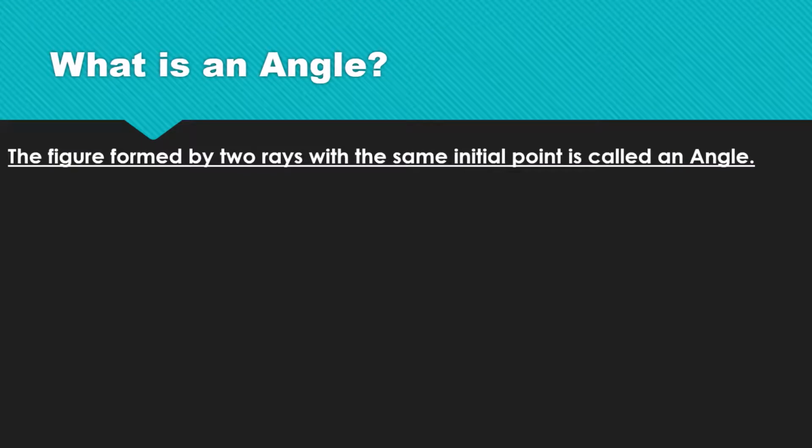Our first question is, what is an angle? In a very simple way, the figure formed by two rays with the same initial point is called an angle. For example, here the rays are OA and OB. The two rays join at a common initial point. So here a corner is formed, and when a corner is formed by two rays, it is called an angle.